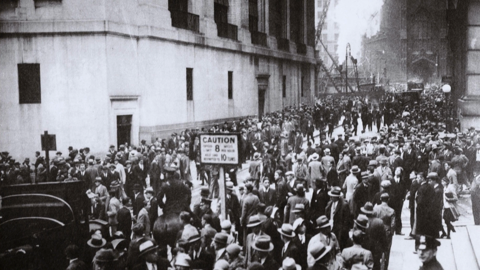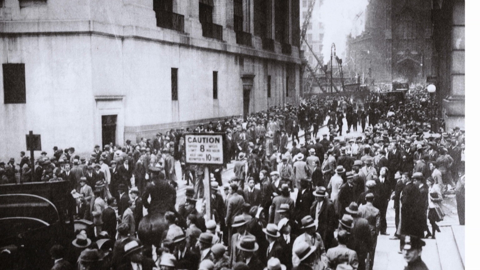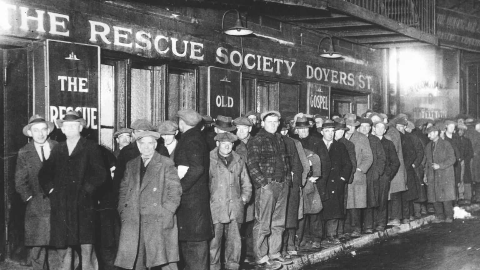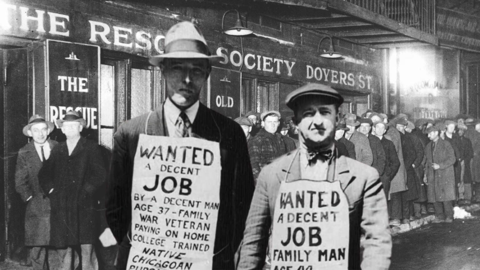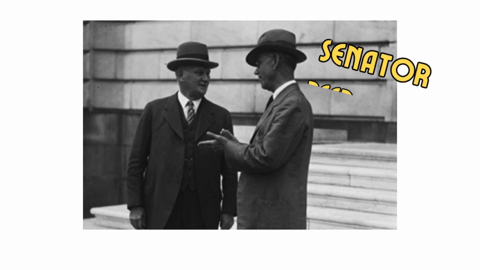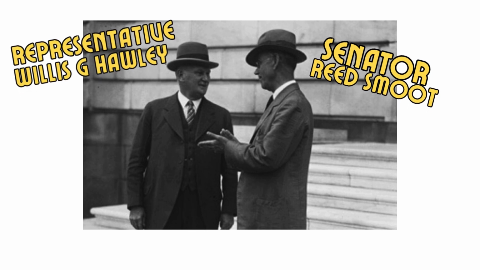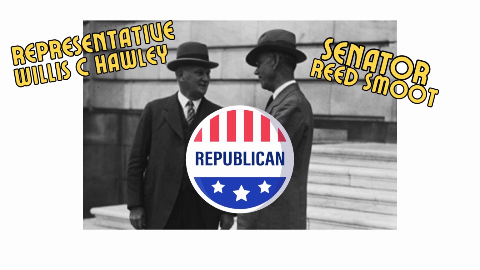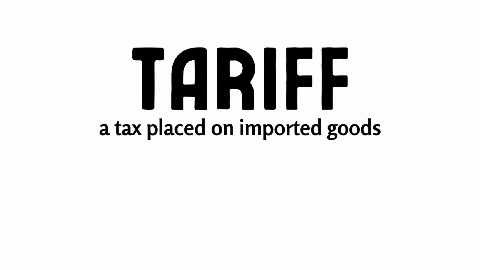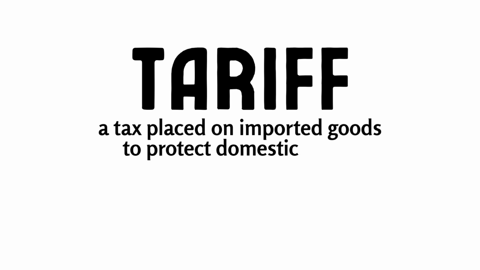It's 1929 and the U.S. stock market has just crashed. Farms are struggling and businesses are laying off workers as the nation slides towards not just a recession, but a full-blown depression. Senator Reed Smoot and Representative Willis C. Hawley, both Republicans, propose a new tariff in order to protect American business and agriculture from foreign competition.